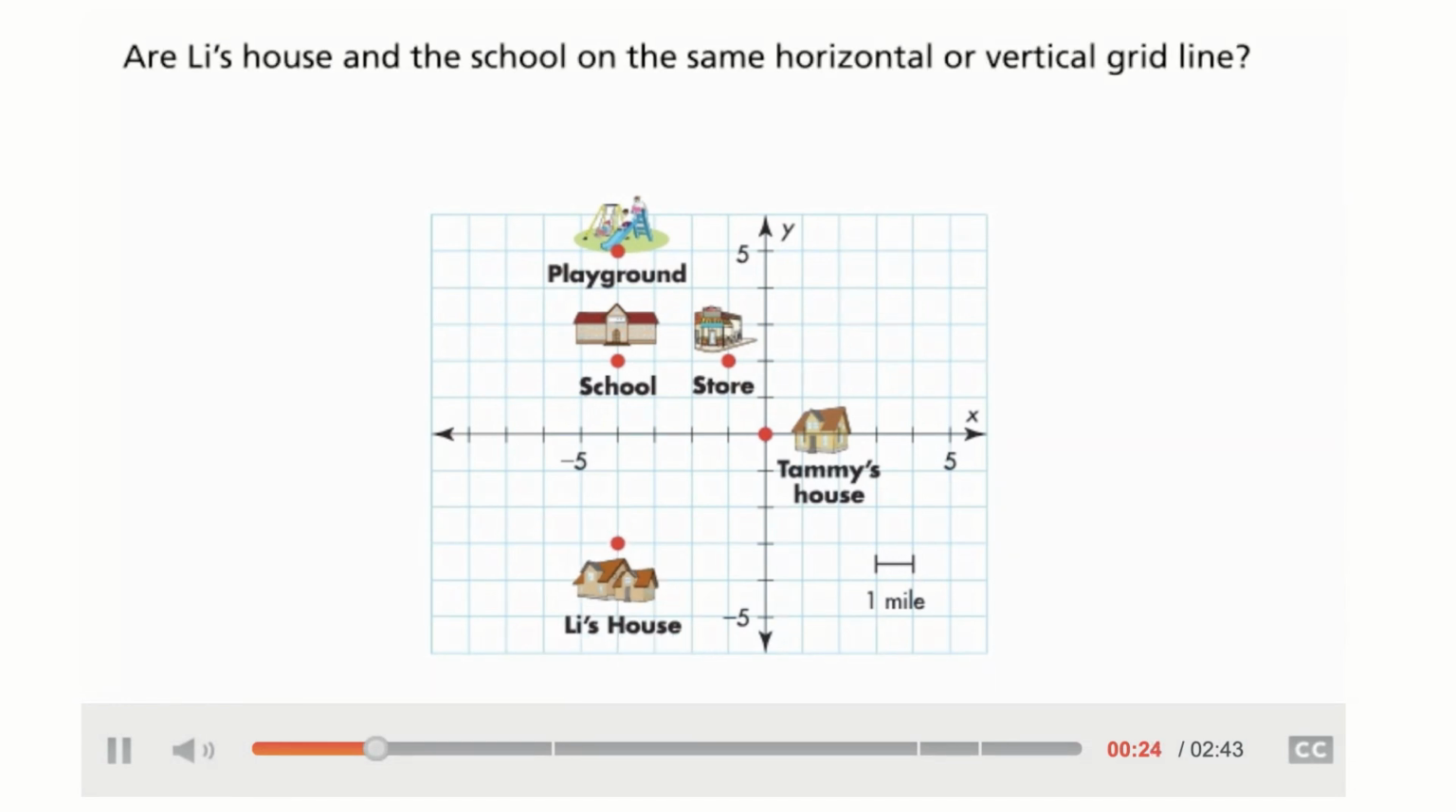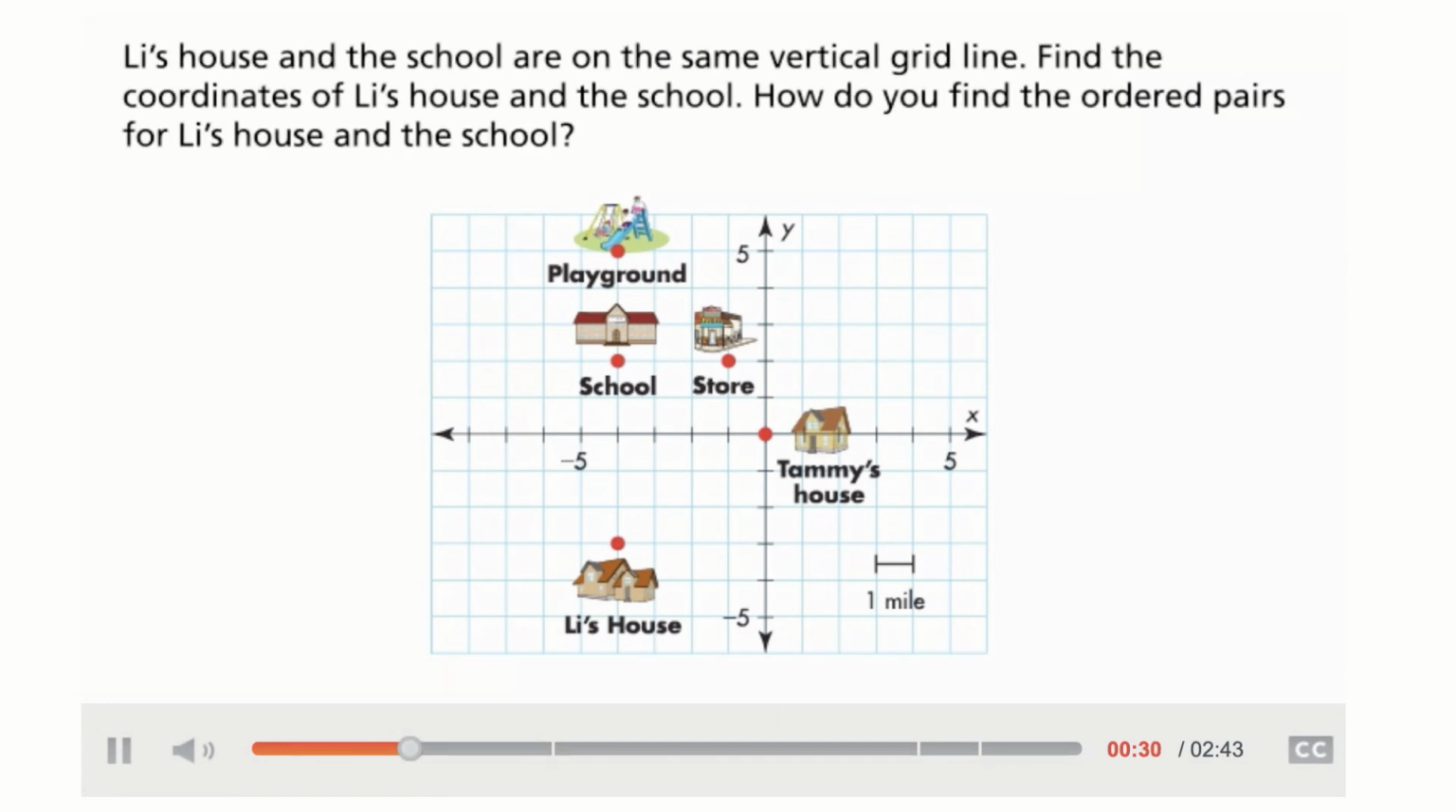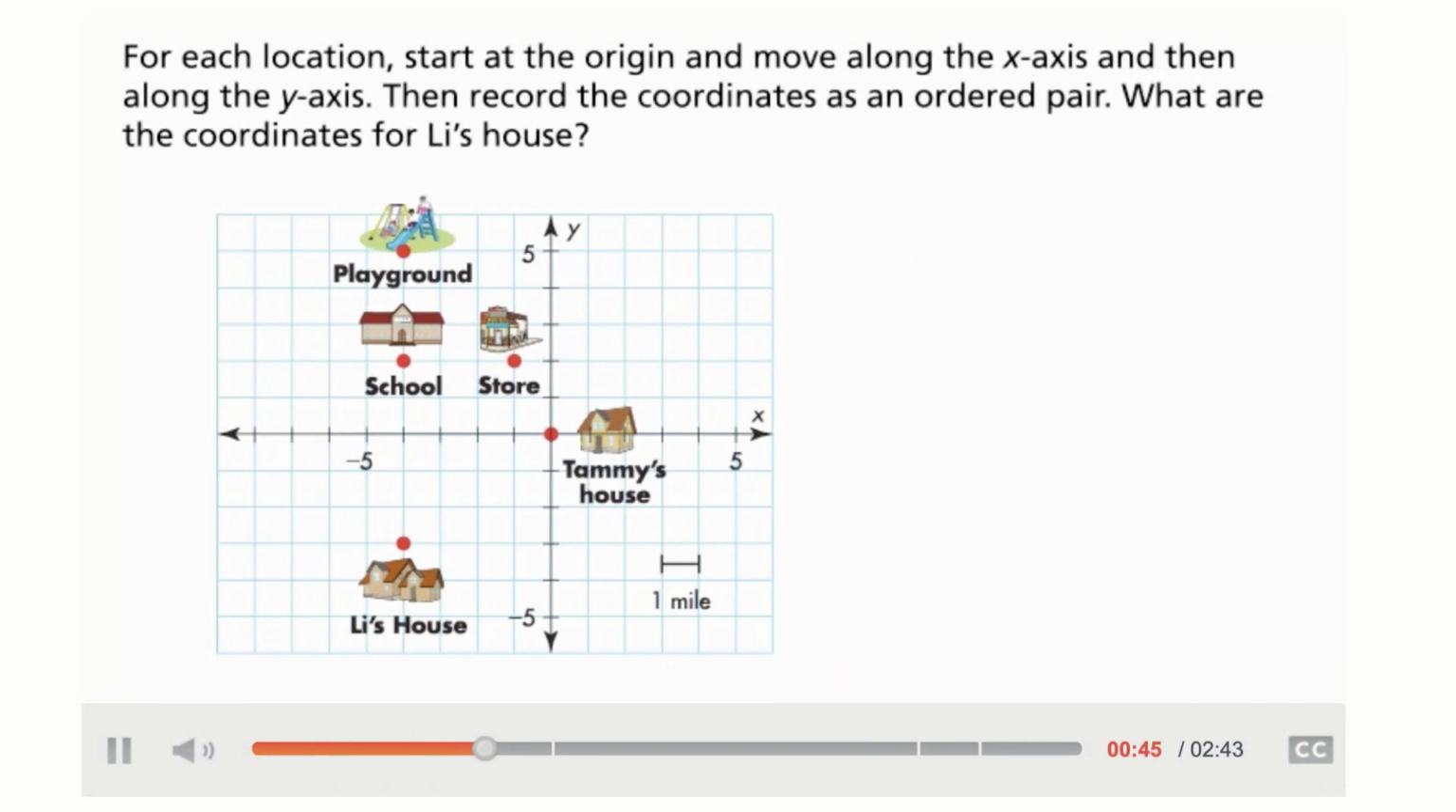Are Lee's house and the school on the same horizontal or vertical grid line? Lee's house and the school are on the same vertical grid line. Find the coordinates of Lee's house and the school. How do you find the ordered pairs? For each location, start at the origin and move along the x-axis and then along the y-axis. Then record the coordinates as an ordered pair.